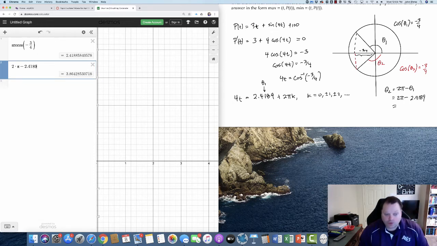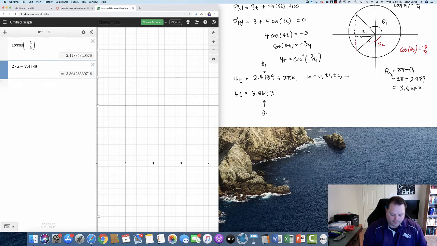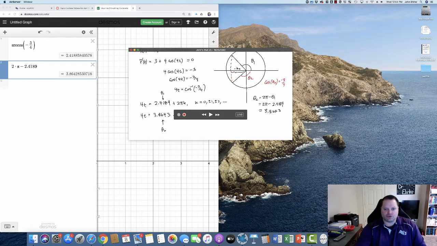And if you take that, you get theta 2, which is 3.8643, let's say. Your calculator is not going to give you that answer. It's going to give you the first positive answer around the unit circle. It's not going to give you this one. But we need both to do this problem. So the other angle, theta 2, is 3.8643, plus all of the times we achieved the same angle by going multiple times around the unit circle.